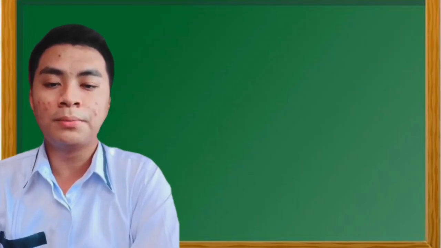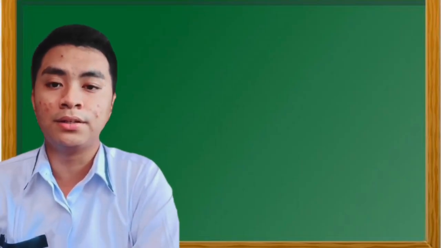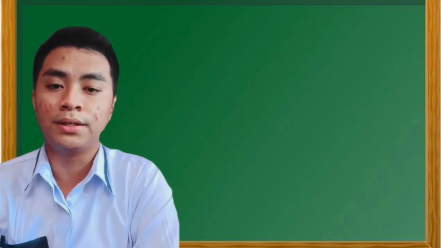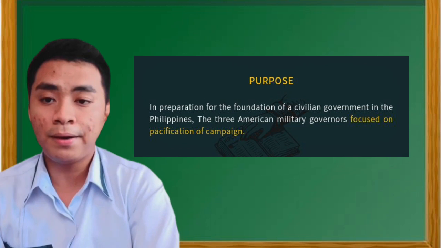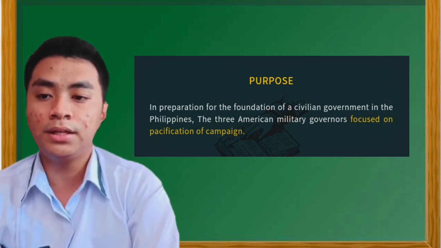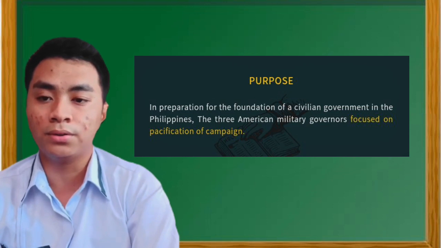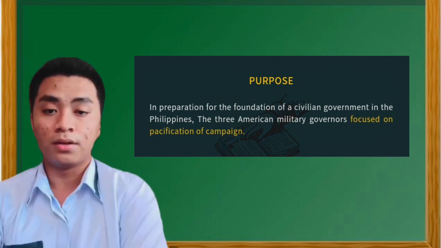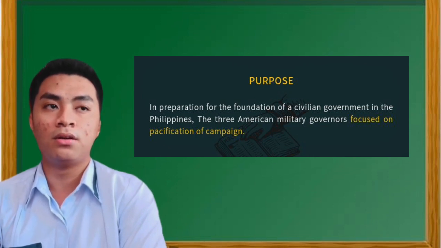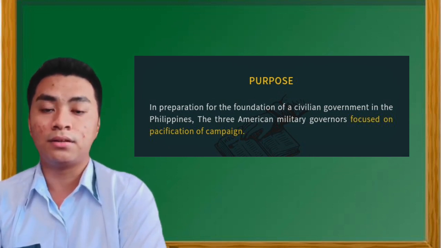The next presenter is Mr. De La Vega. After Mr. Calma introduced the three generals, the question is, what is their main purpose here in the Philippines? In preparation for the foundation of civilian government in the Philippines, the three American military governors focused on the pacification campaign.